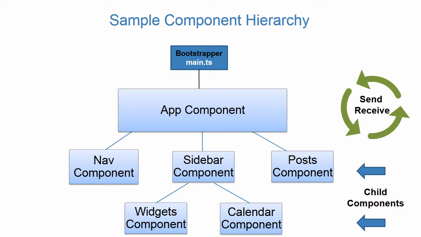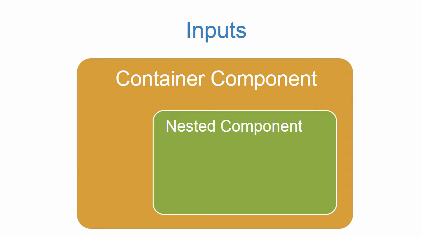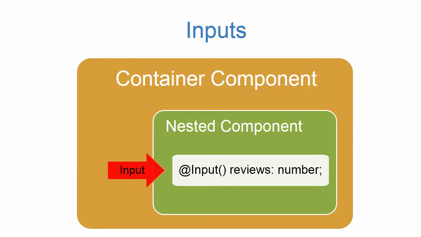Let's first focus on inputs. Input is a decorator used inside of a child component that allows data to flow from a parent component into the child component. Whenever a nested component wants to receive input from its container, it must expose a property next to an input decorator. And this exposed property then gets bound to a value in the parent.